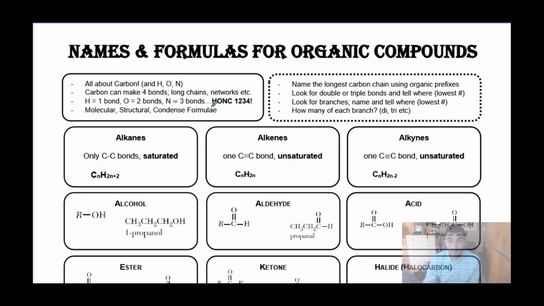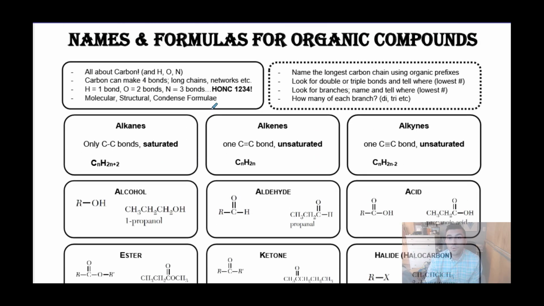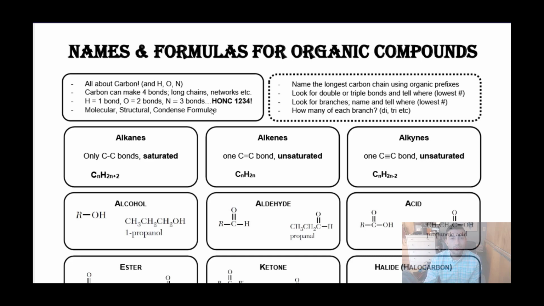We did a lot of organic chemistry in bonding, and on this page is how we were naming organic compounds and writing formulas for those. So remember, organic compounds, all about carbon. Organic compounds contain carbon, hydrogen, and sometimes oxygen and nitrogen. We saw carbon makes 4 covalent bonds, so it can chain to itself. It can form networks. We used the HONC rule when we started looking at covalent bonding. Carbon makes 4 bonds, oxygen makes 2, nitrogen makes 3, and hydrogen makes 1.